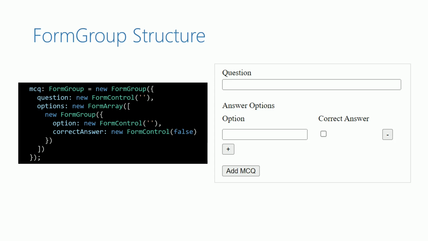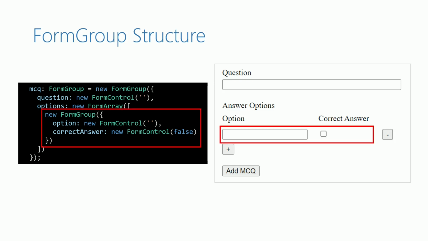Within the formArray, we have a formGroup object. FormArray class provides the flexibility to contain formControls, formGroups, and formArrays. For this example, we are going to have an array of formGroup objects within the formArray. Each formGroup object in the formArray would represent a single answer option.